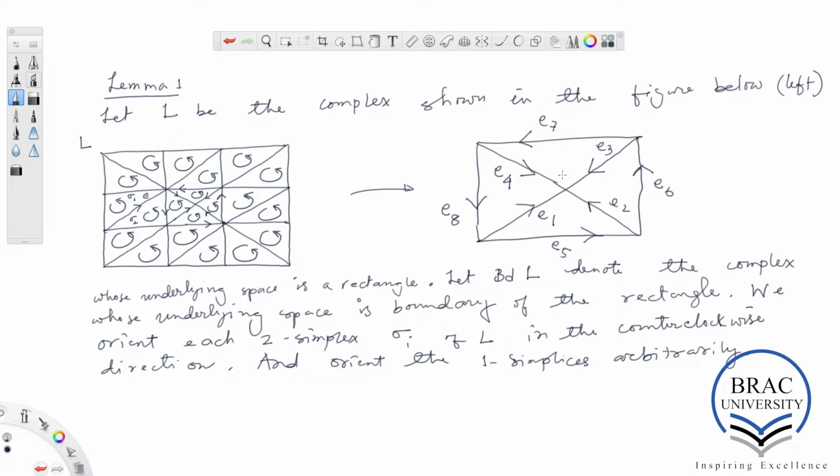Each of them is oriented counterclockwise. This is sigma 4. This is sigma 1. This guy is sigma 2. And this is sigma 3. Alright, this is one possible orientation of the one simplices belonging to the central rectangle of the underlying complex L.